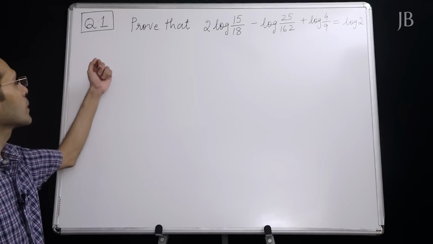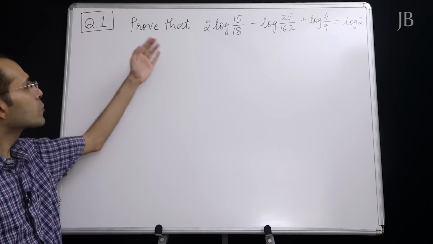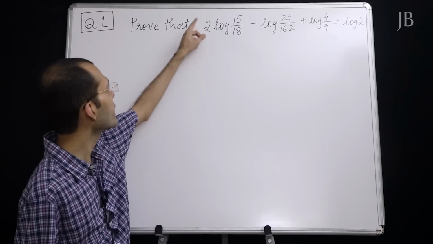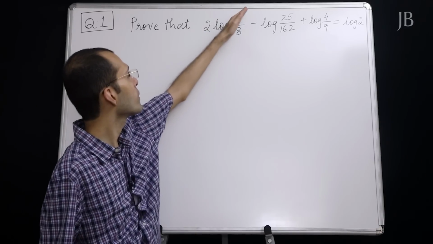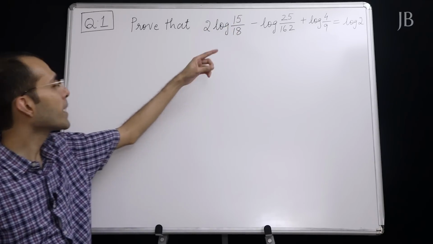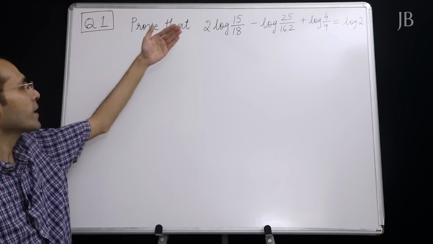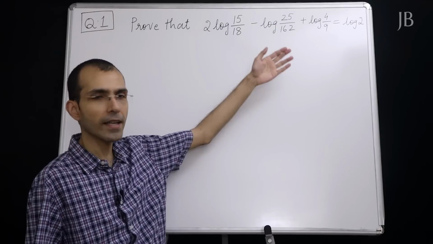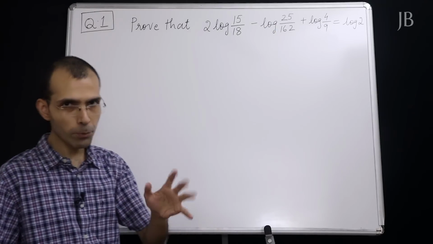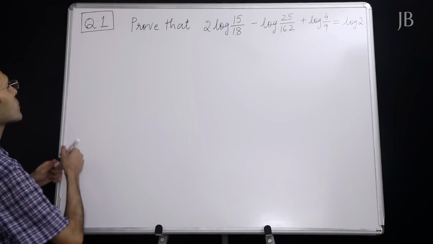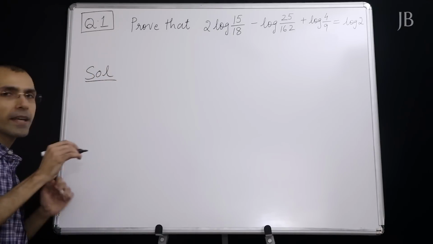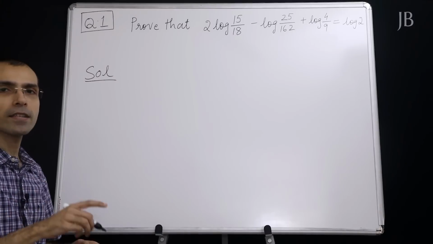Question 1, prove that 2 log of 15 by 18 minus log of 25 by 162 plus log of 4 by 9 equals log 2. We have to prove this. So here, since it is to be proved, we will have to go by the LHS and RHS approach.